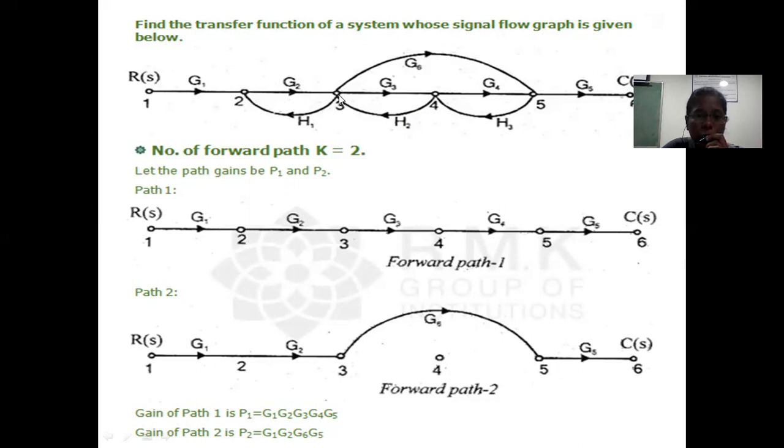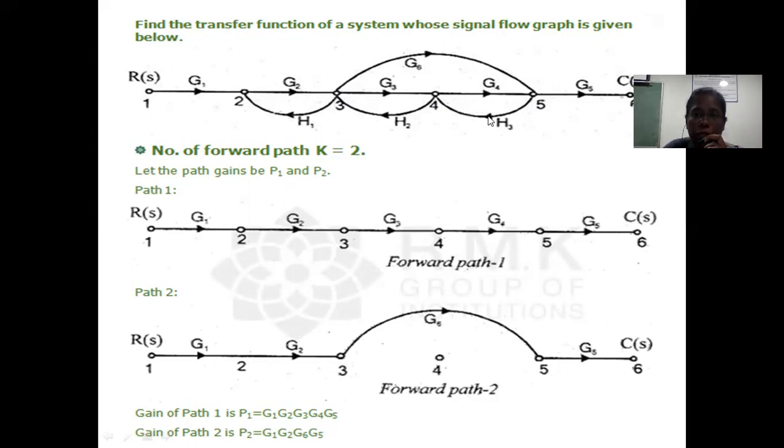Similarly, the second loop will be from 3 to 4, and again from 4 back to 3. This is actually the second loop. Then we have one more loop from 4 to 5, and then again from 5 back to 4. So this is actually the third loop. So loop 1, loop 2, loop 3.